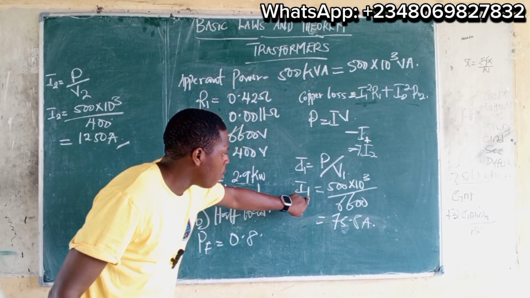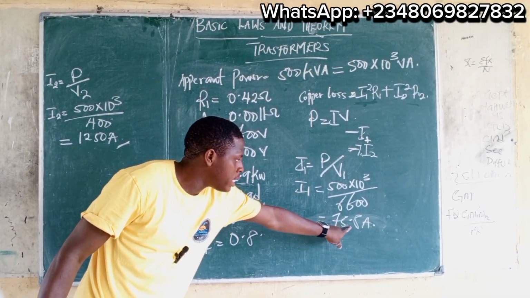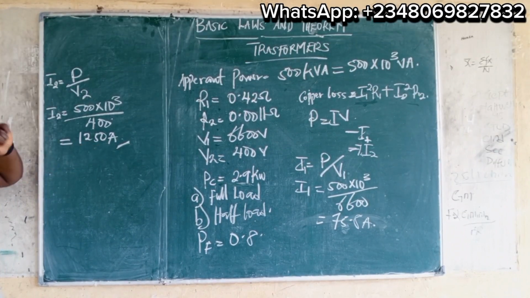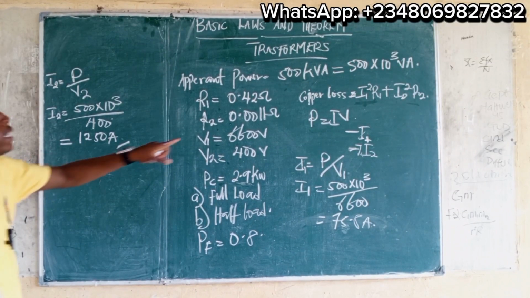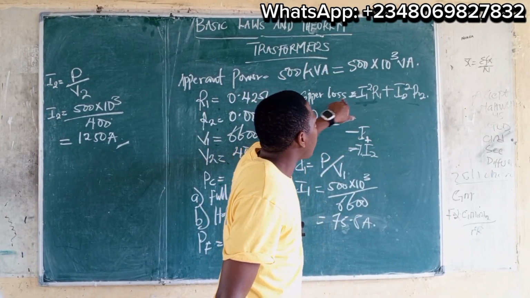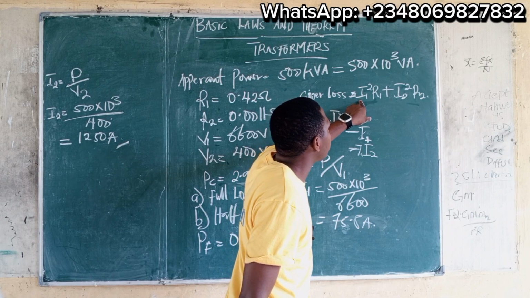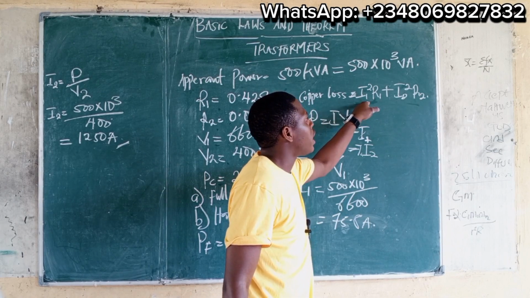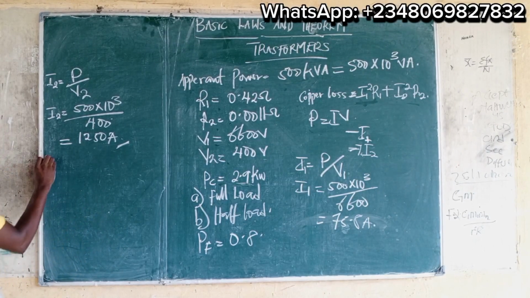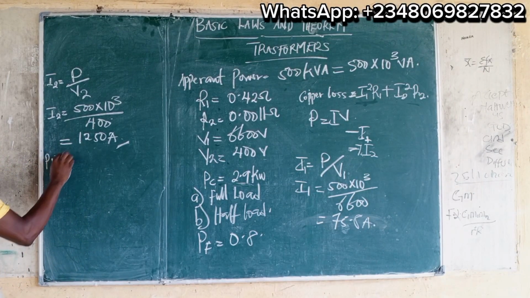So we succeeded in getting I2 and I1. Our I1 is 75.8, and our I2 is 1250 amps. What's the next thing? What should come to your mind is, let's calculate our copper loss. Because from our copper loss equation, we can get the primary copper loss and the secondary copper loss. So the first thing that we should do is to get our primary copper loss.